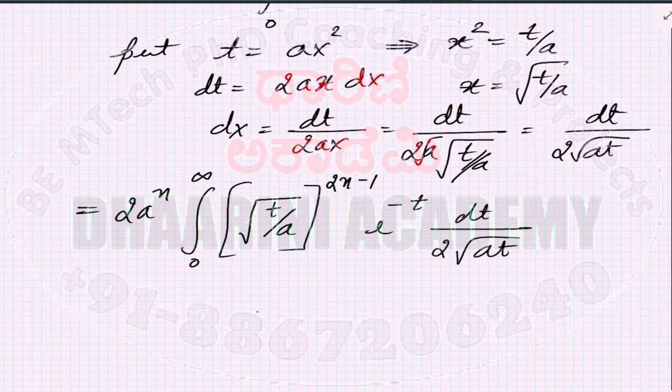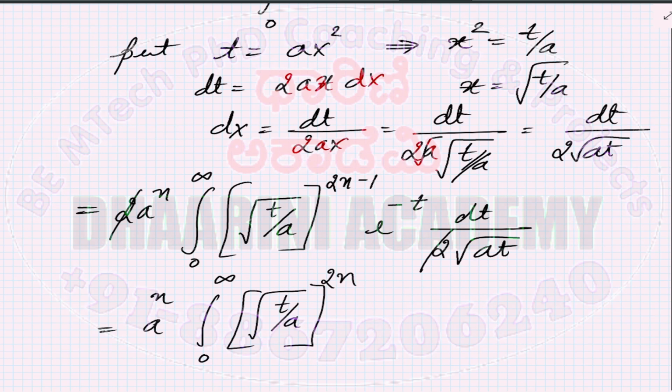All right, okay, let's proceed. So this 2 I'm going to cancel with this 2. We'll try to simplify as quickly as possible. So this is a to the n integral 0 to infinity. See, the root of t by a has actually two powers. One is 2n and one is minus 1. What I'm going to do, I'm going to write it in this way. This is equal to under root of t by a raised to the power 2n first, and the second term has minus 1 as the power. What is minus 1? You flip the term. So this is root of t by a to the power minus 1. You can see that the 2n minus 1 has been split, 2n and minus 1.